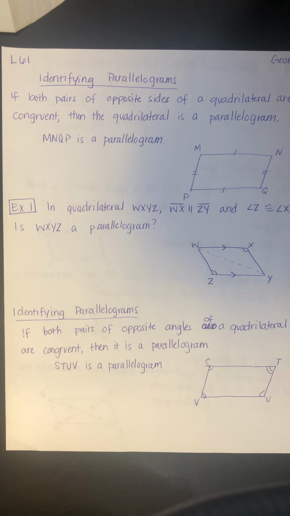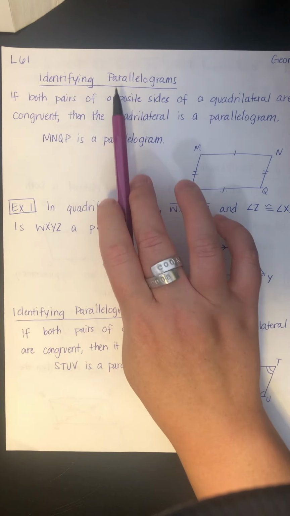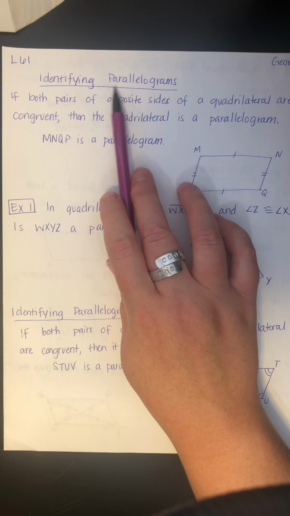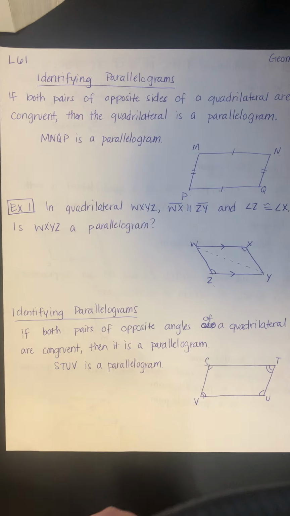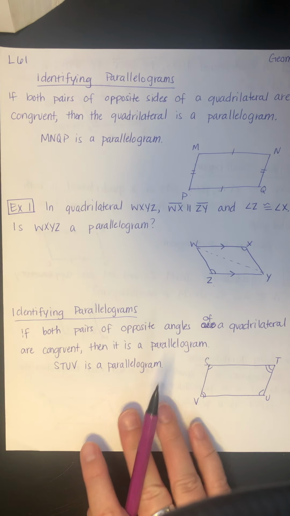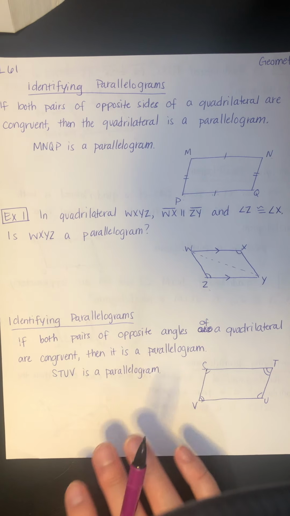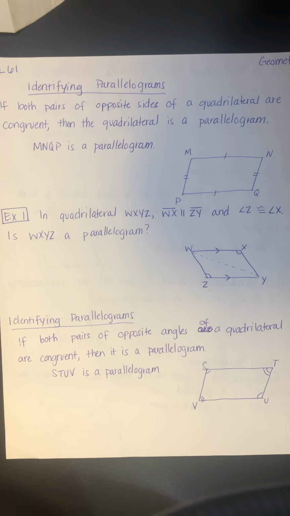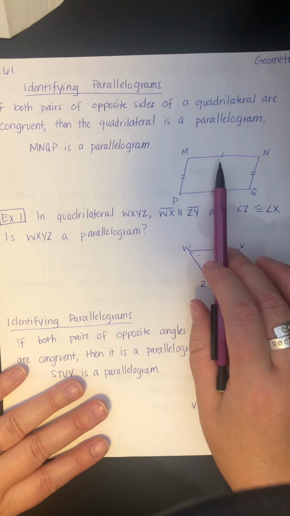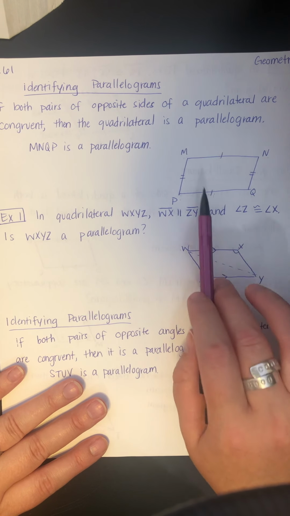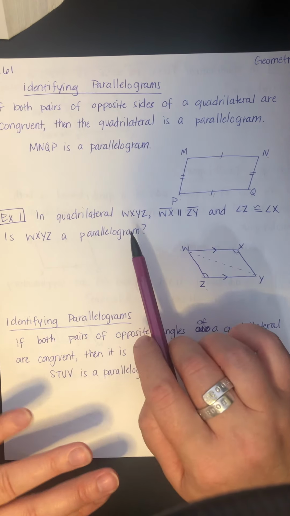Lesson 61 for geometry, determining if a quadrilateral is a parallelogram. I'll have several identifying parallelograms throughout the lesson, so pay attention, okay? If both pairs of opposite sides of a quadrilateral are congruent, then the quadrilateral is a parallelogram. Parallelogram just means that the opposite sides are parallel to each other, okay?